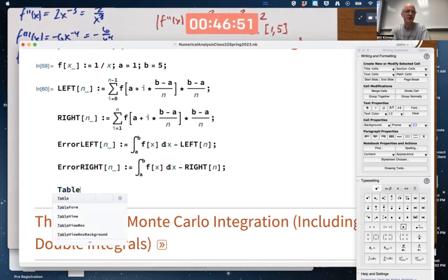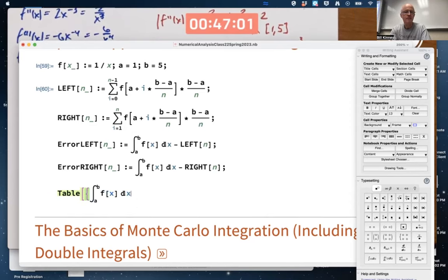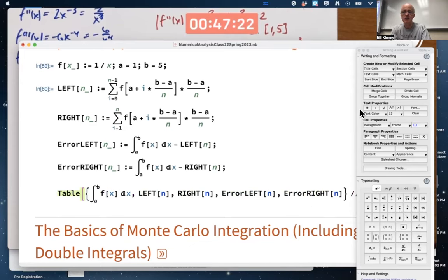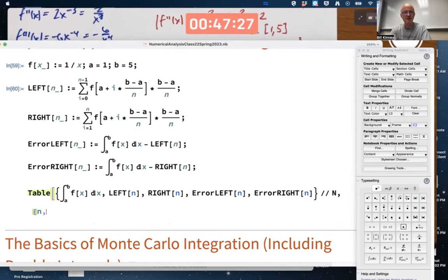We could, for example, make a table of values of, well, maybe we want to see the integral in there. The integral, numerical approximations. Actually, I can just put my / capital N at the end of these things. Left, right, error left, error right, / capital N to get a numerical approximation. And in my table, I'm going to let n go from, I'll start at 10 and go up.